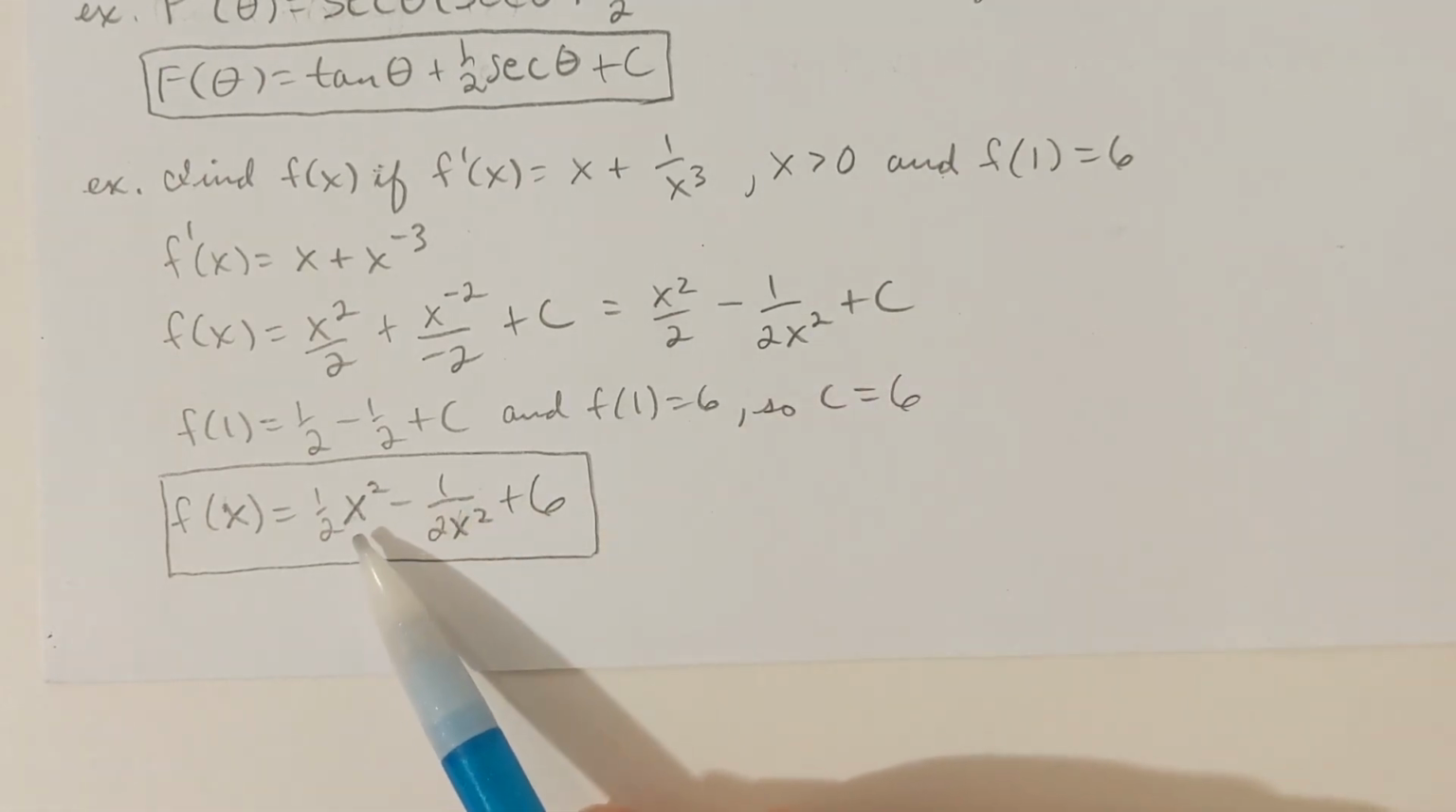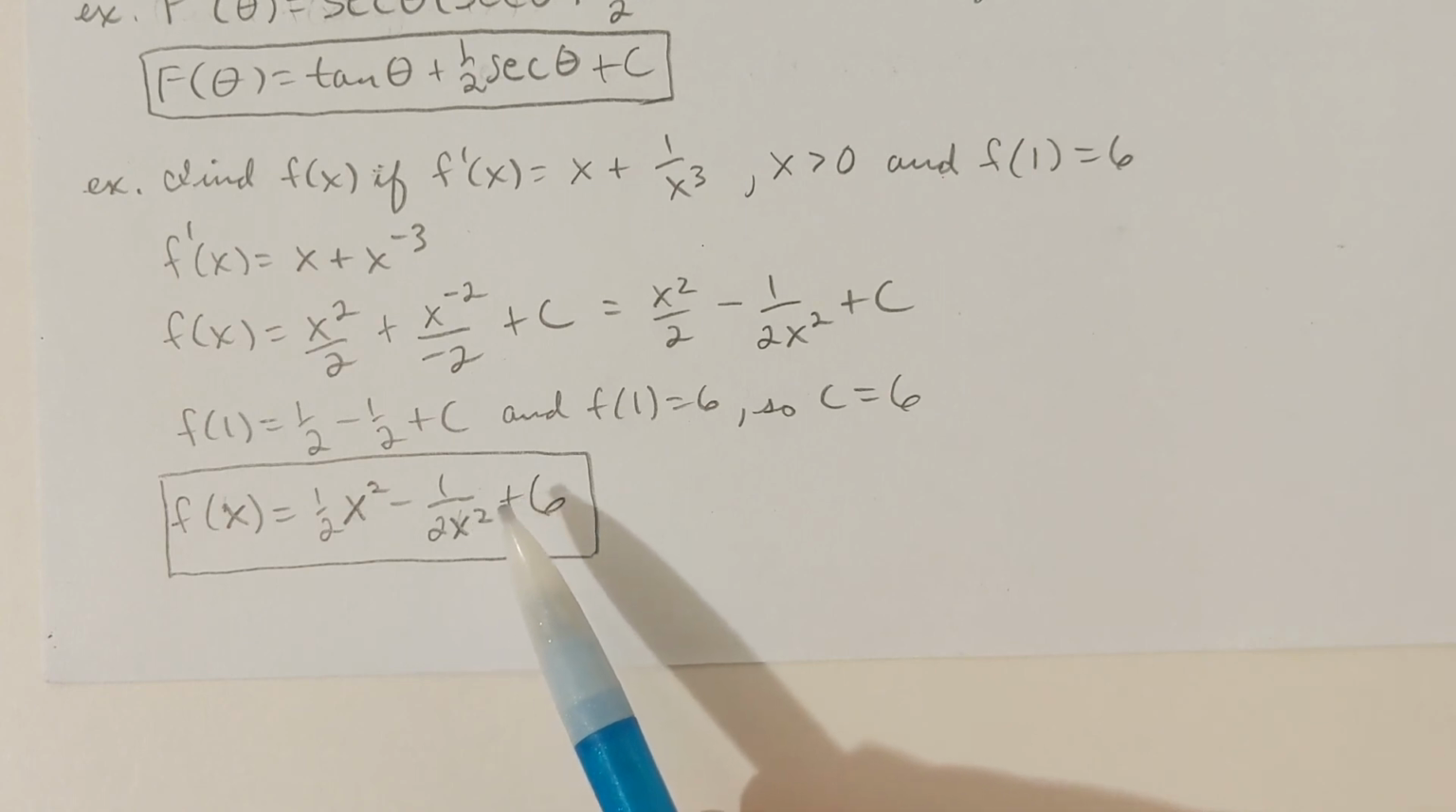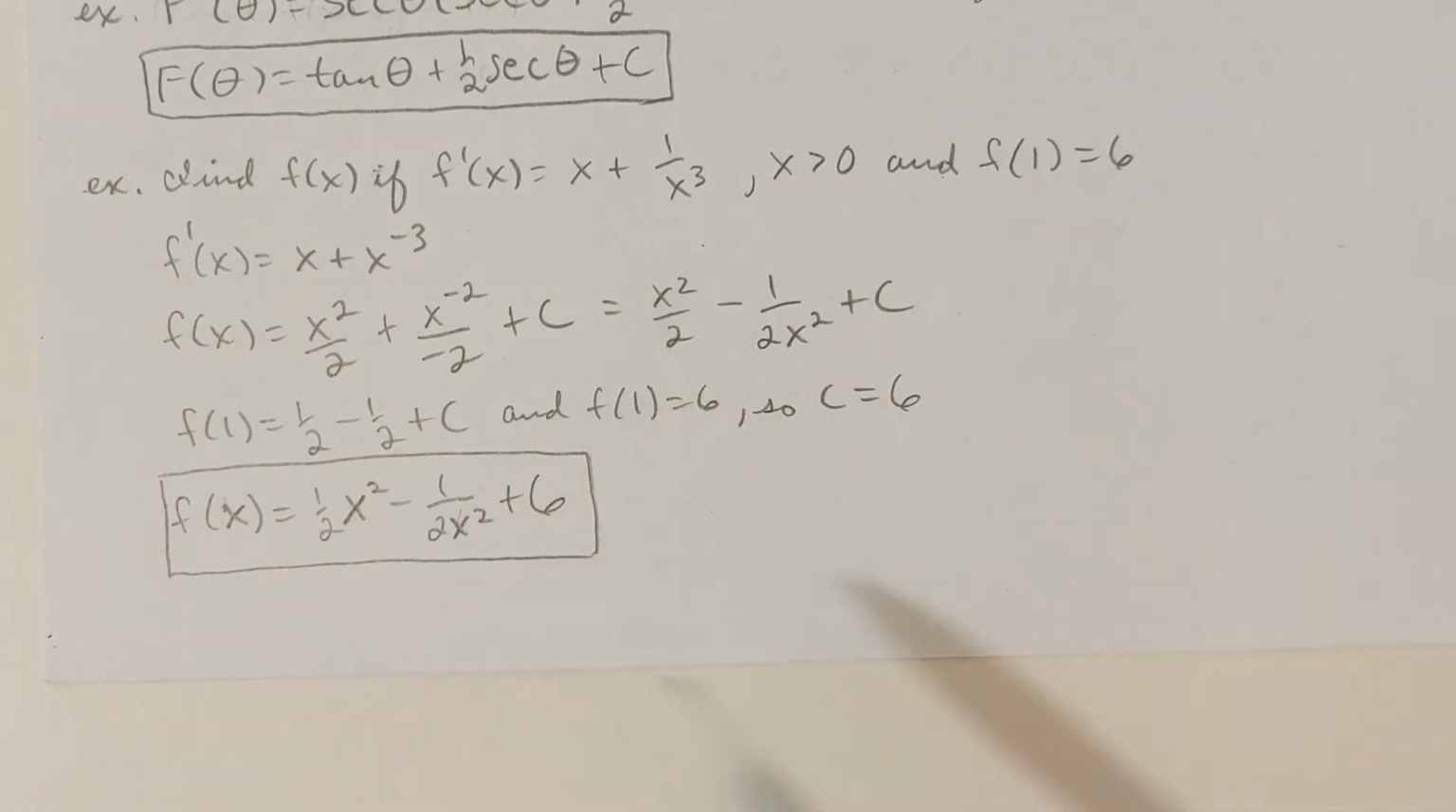My answer then would be what I have here, but with c as 6. F of x is 1/2 x squared minus 1 over 2 times x squared plus 6. And we call this a particular antiderivative. A particular antiderivative just means that there's only going to be one answer. C is a particular number. A general antiderivative means that you're just looking for a general form, and c can be any constant.